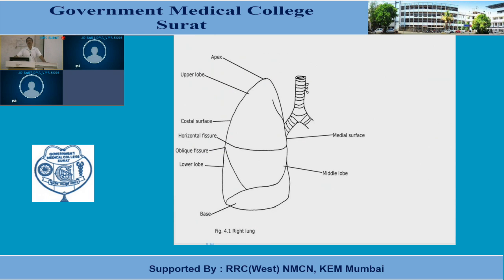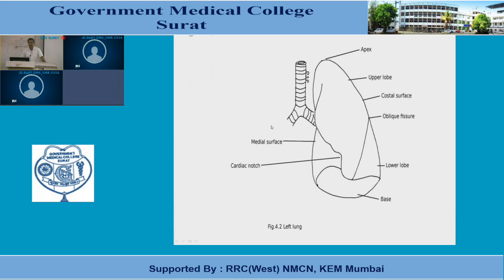Now here you can see this is the right lung. Apex, now base, medial surface, and this is the costal surface. These are two fissures present in the right lung, which form 3 lobes. In the same way, this is the left lung. Apex, base, this is the medial surface, and this is the cardiac notch of the lung. Here is the costal surface and the oblique fissure present in the left lung, forming 2 lobes, upper lobe and lower lobe.